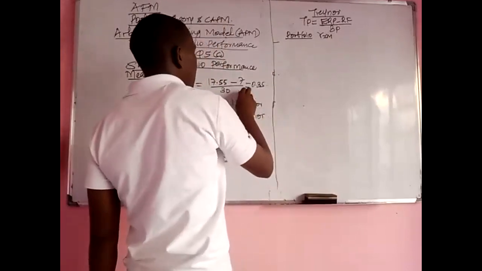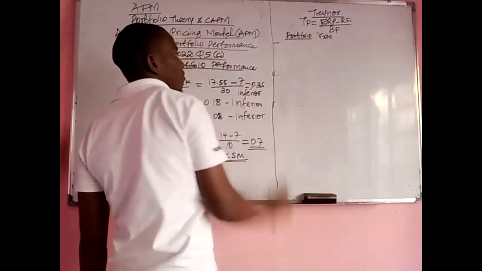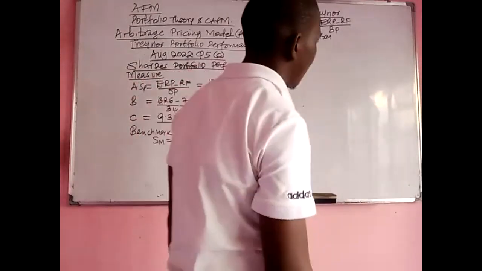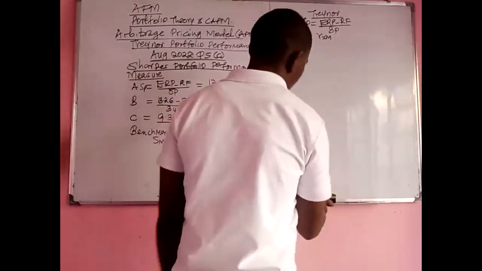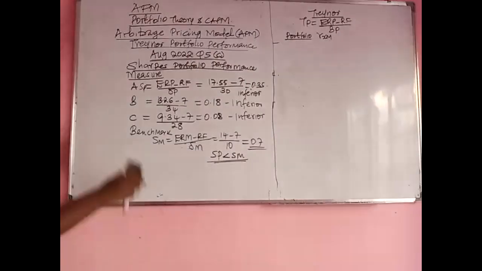We have written on this side. Let me just do it on this side, just to understand what I'm trying to mean here. So this is what I mean, for the Treynor ratio here.